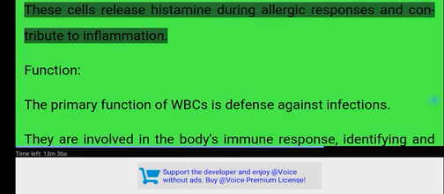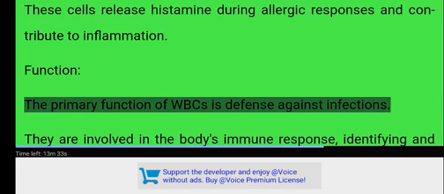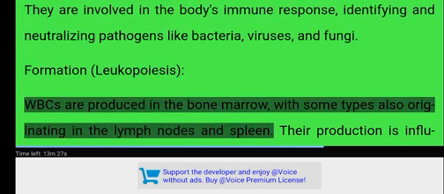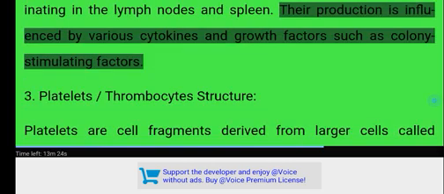These cells release histamine during allergic responses and contribute to inflammation. Function: the primary function of WBCs is defense against infections. They are involved in the body's immune response, identifying and neutralizing pathogens like bacteria, viruses, and fungi. Formation: leukopoiesis. WBCs are produced in the bone marrow, with some types also originating in the lymph nodes and spleen. Their production is influenced by various cytokines and growth factors such as colony-stimulating factors.